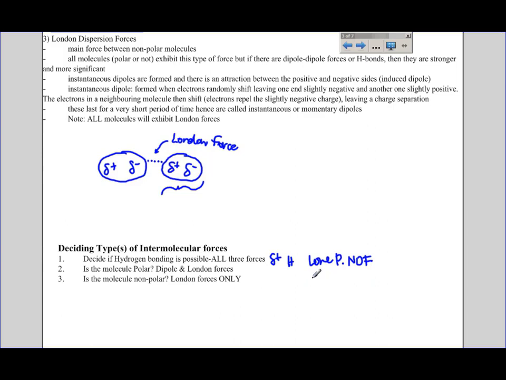If you're simply discussing the intermolecular forces of a variety of molecules for point of comparison, and one of them exhibits hydrogen bonds, you could just discuss the fact that it has hydrogen bonds, because it is known that if it has hydrogen bonds, it has the other two. If hydrogen bonds are not possible, you would then look at whether the molecule is polar or nonpolar. If the molecule is polar, it will exhibit dipole-dipole and London forces. If it's nonpolar, then London forces are the only intermolecular force that is possible.